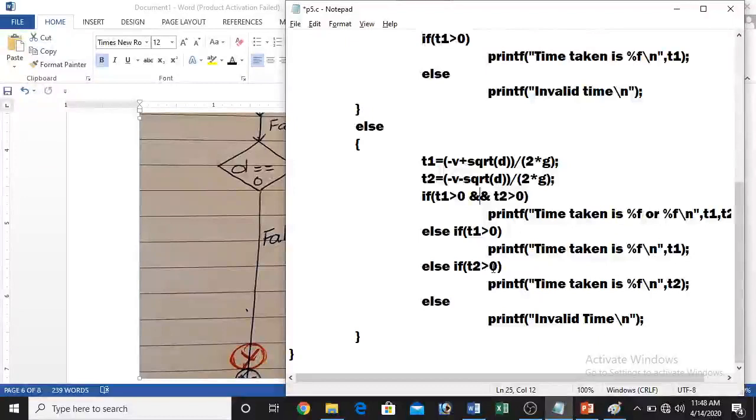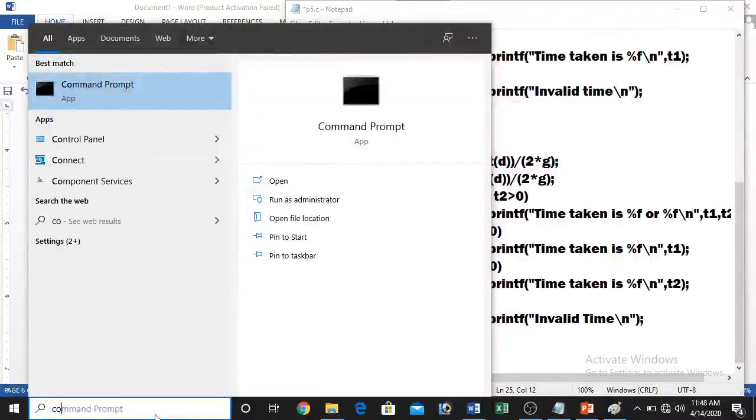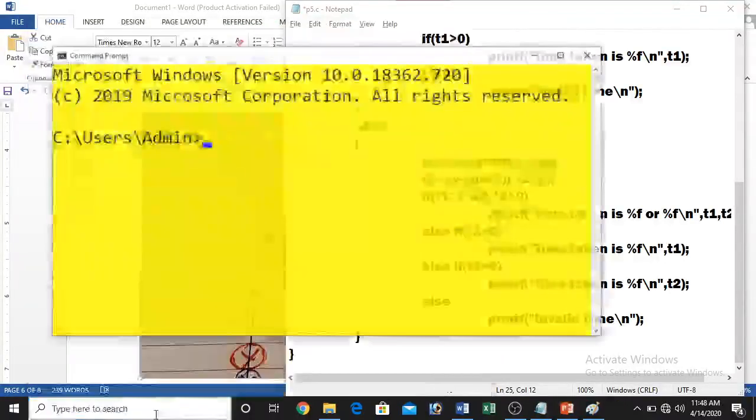Else if t2 is greater than 0, it is going to consider only t2. Otherwise print invalid time. Here again, since multiple options are there, I am using an else if ladder. This is what exactly the program is. Now let me run this particular program and show you the different options with respect to the values we are going to have.